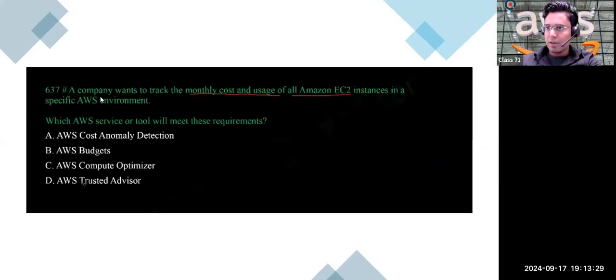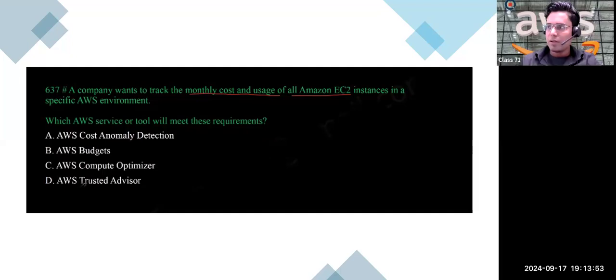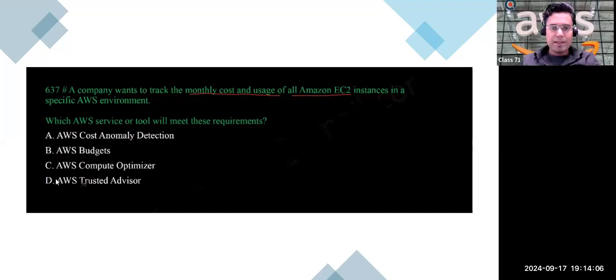So next, a company wants to track the monthly cost and usage for all EC2 instances in a specific AWS environment. So what do you think it is? He wants to track cost. It wants to track instances in a specific environment. B. Yeah, correct.